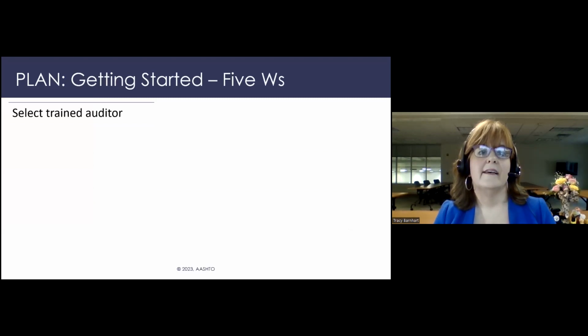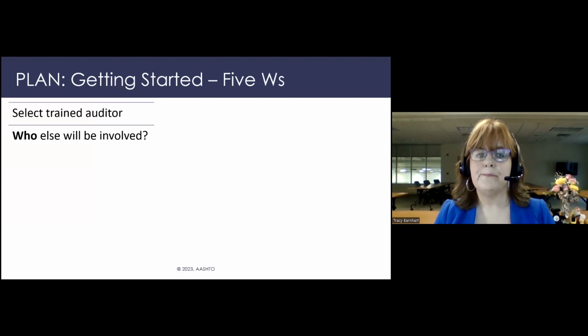All right. So with the planning, we're getting started doing some planning. We're going to talk about the 5 W's, the who, what, when, where, and the why you already know. Why are we doing internal audits? You already know that. The who we already took care of at this point. You selected a trained auditor.